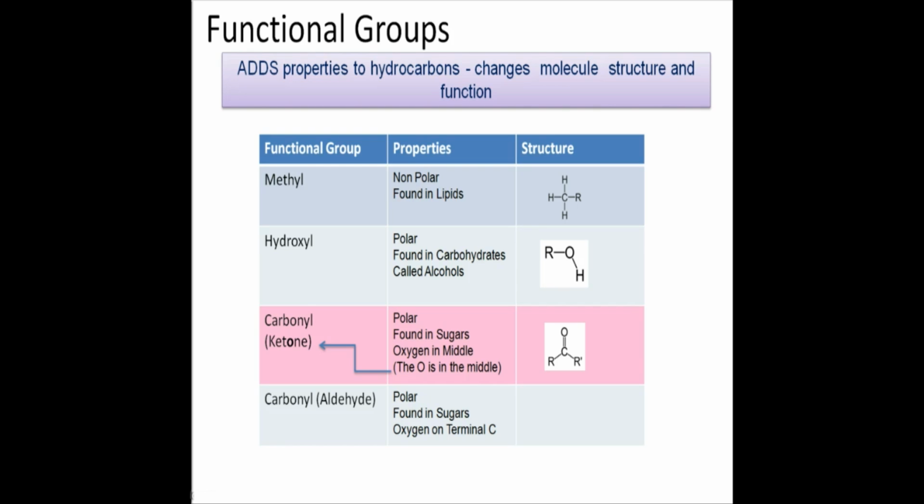The one way I like to remember this is the ketones are with the O in the middle. That means the carbon bonded oxygen is on a carbon that's in the middle of the compound, not a carbon at the end of the compound. So an aldehyde is the carbonyl group where the double bonded oxygen is on a terminal carbon. A terminal carbon is just a carbon at the end of the molecule.